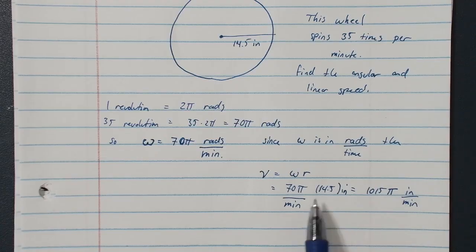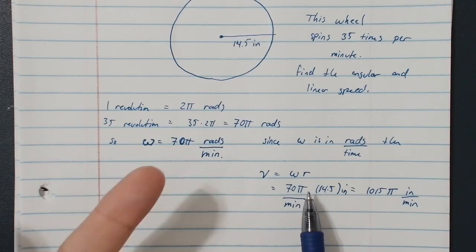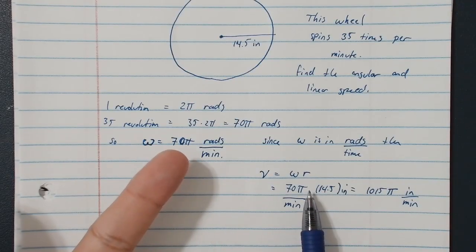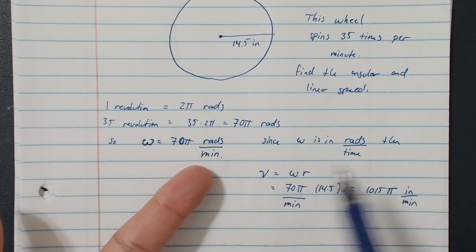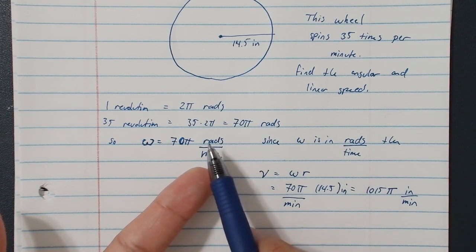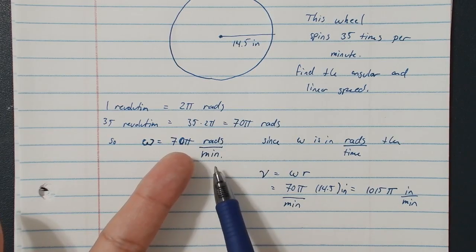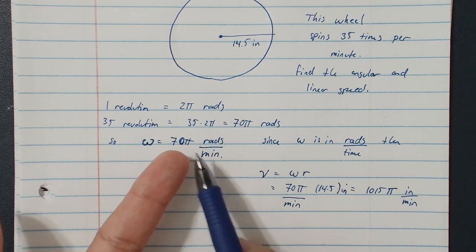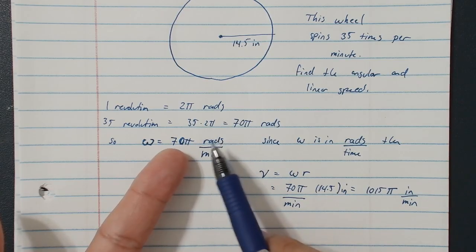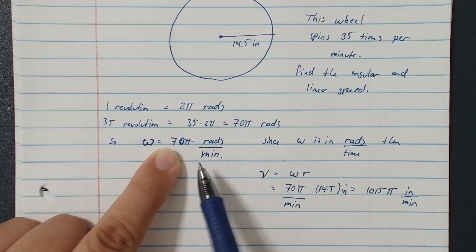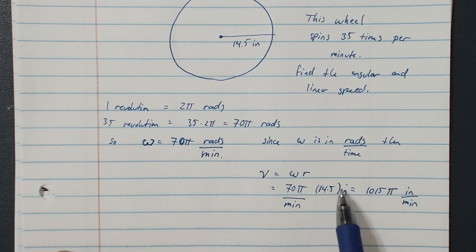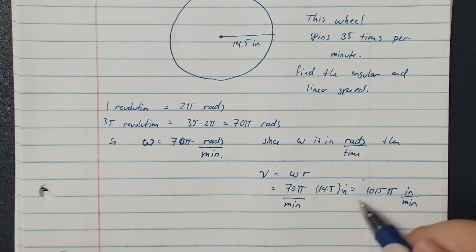I know it's a little strange to write it that way, but radians aren't actually a unit. They're just kind of a description of what we have. But when we say 70 pi rads per minute, we really mean 70 pi per minute. It just sounds so weird to not have something on the top. Usually we have inches per minute or feet per minute or pounds per minute. So we say rads to make it sound more familiar, but really this is 70 pi per minute. There's no unit here. So this is inches per minute. And this would be our linear speed.